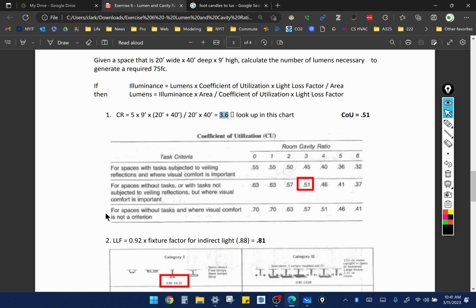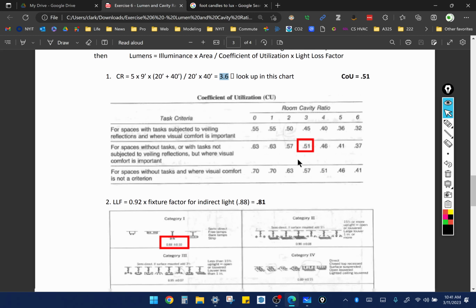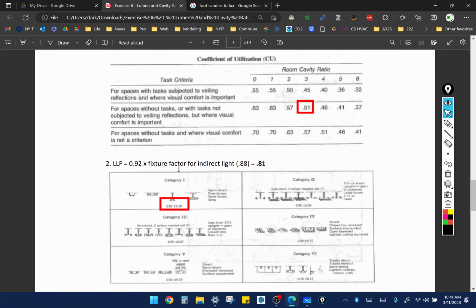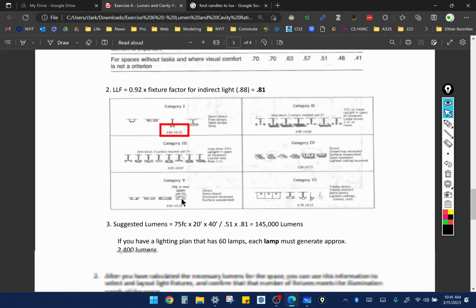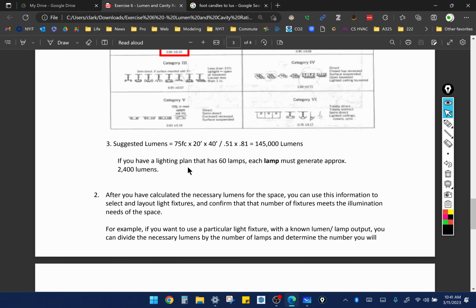A task is either without task, the space, or does not have veiling reflections, but where visual comfort is important. I think that would be a gym. They're saying 0.51 because they rounded down. I would think you would actually go the other way. So I would make this a little different, but I'm not going to worry about it. They picked a light loss factor of 0.88 based on complete indirect lighting, which would be category 1. Then they just plug these numbers into the equation.